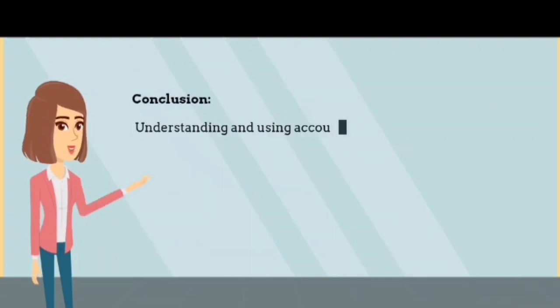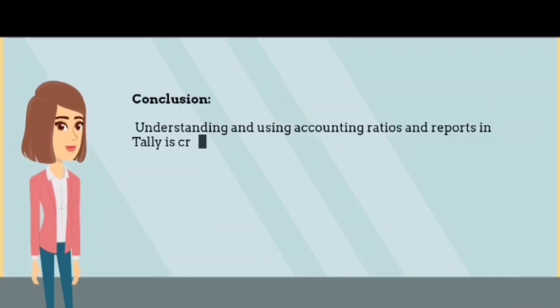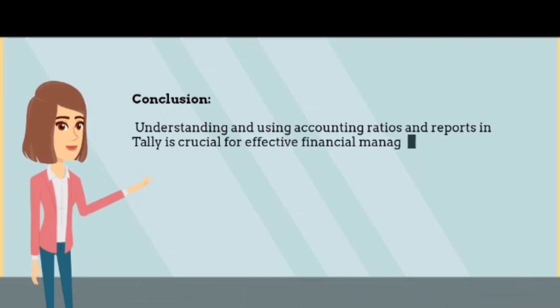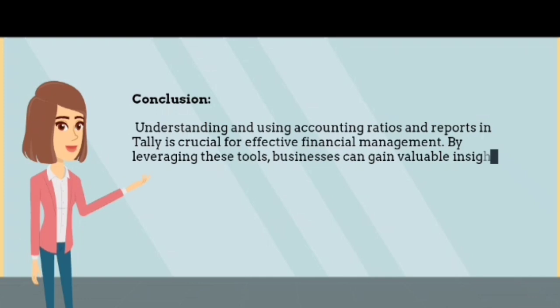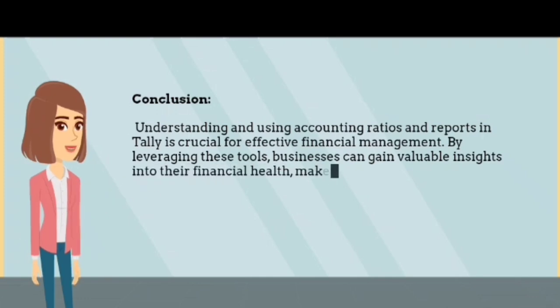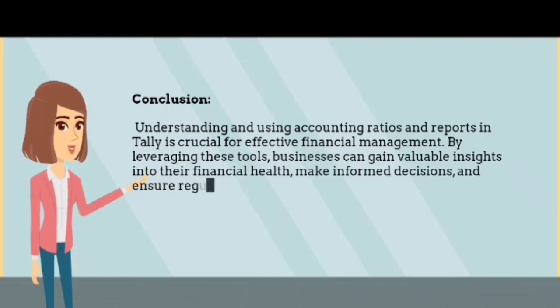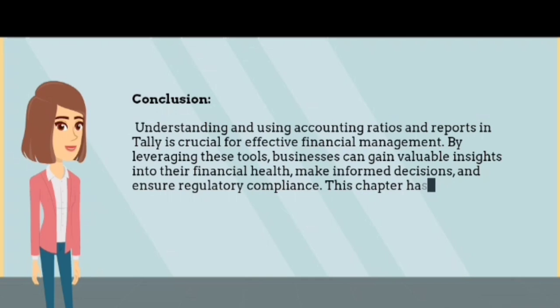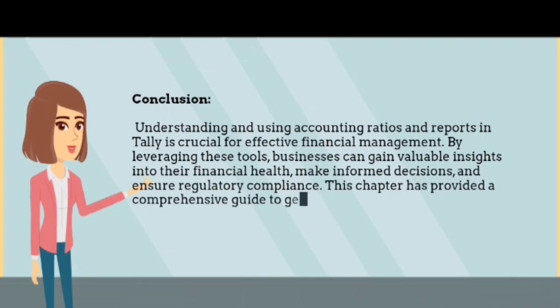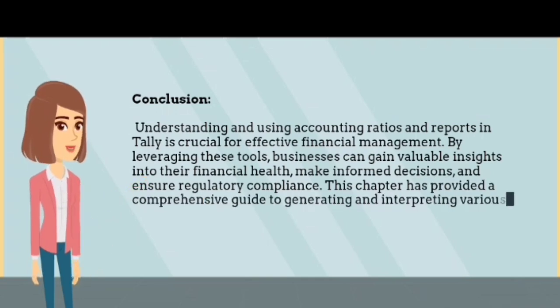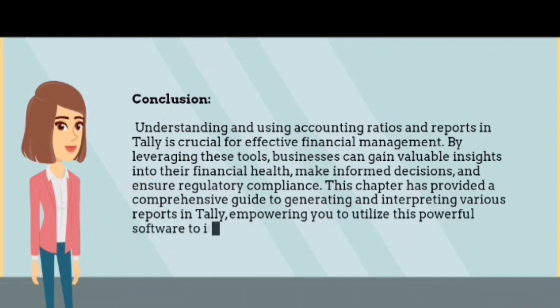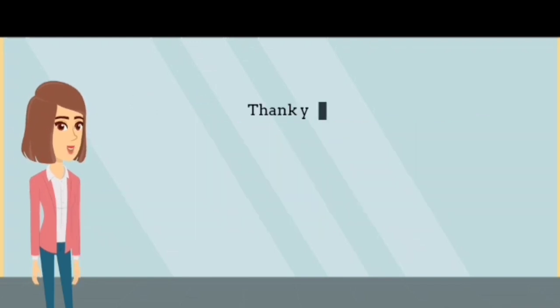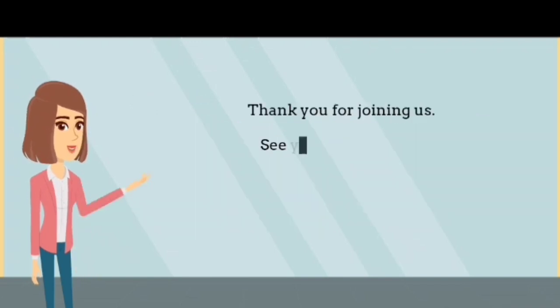Conclusion. Understanding and using accounting ratios and reports in Tally is crucial for effective financial management. By leveraging these tools, businesses can gain valuable insights into their financial health, make informed decisions, and ensure regulatory compliance. This chapter has provided a comprehensive guide to generating and interpreting various reports in Tally, empowering you to utilize this powerful software to its full potential. Thank you for joining us in Chapter 8.